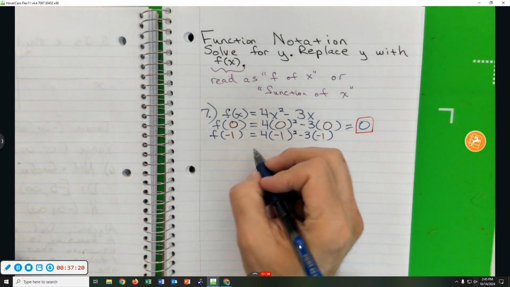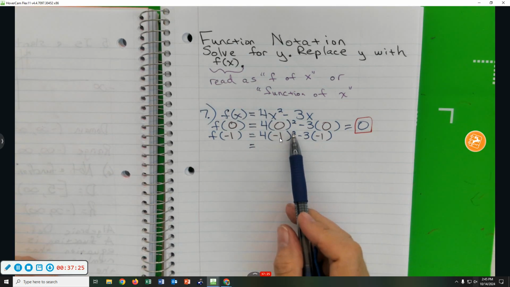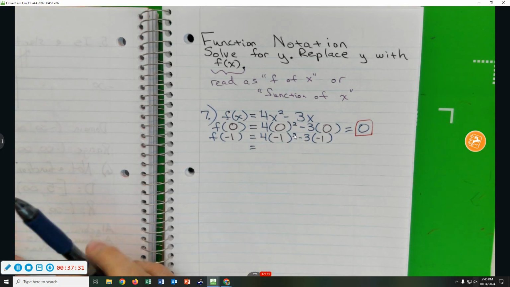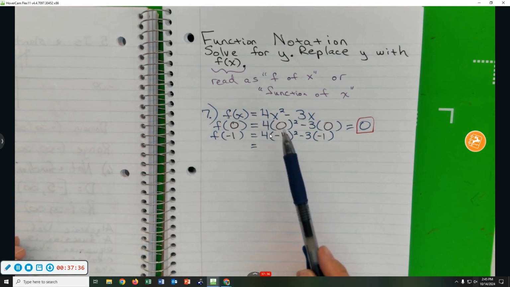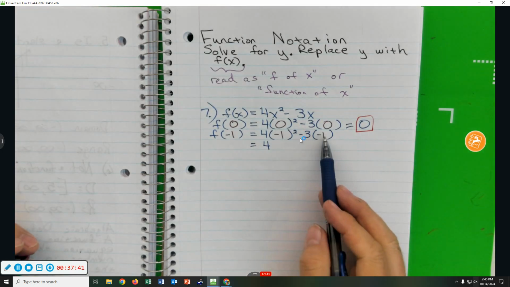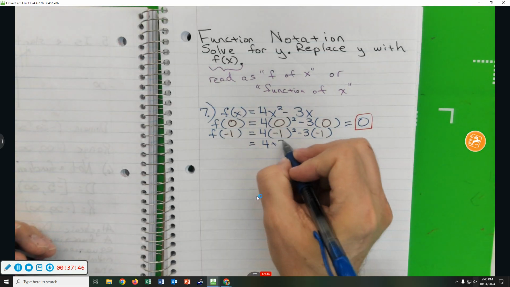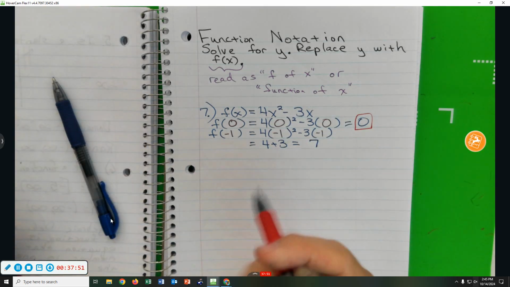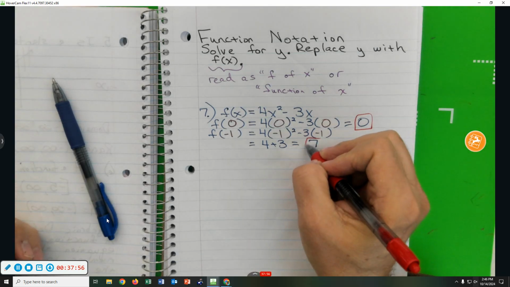This will take a little bit more simplification. Recall your order of operations. You perform the exponentiation before the multiplication. -1 squared, -1 times -1 is equal to 1. So 1 times 4, that's a 4. -3 times -1 gives me a 3, so 4 plus 3 gives me a y value of 7. So when x is -1, the y value is positive 7.